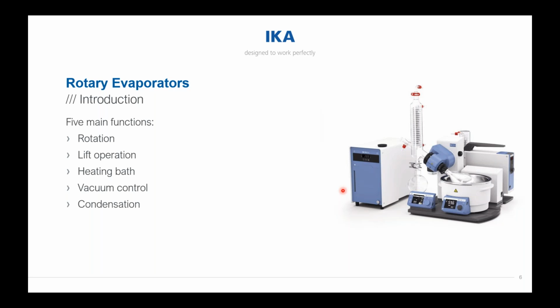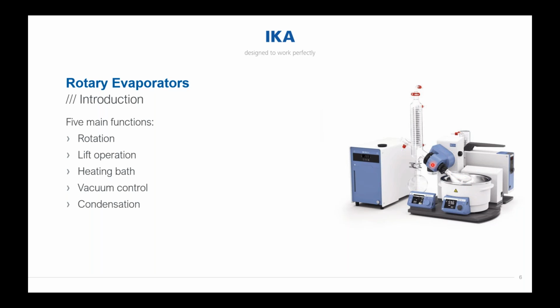So what are the 5 main features of a rotary evaporator? We have a rotation, so we have to rotate this evaporating flask. With the rotation, we will get a thin film on the surface of this evaporating flask, and we get a really nice evaporation without boiling of this solvent.